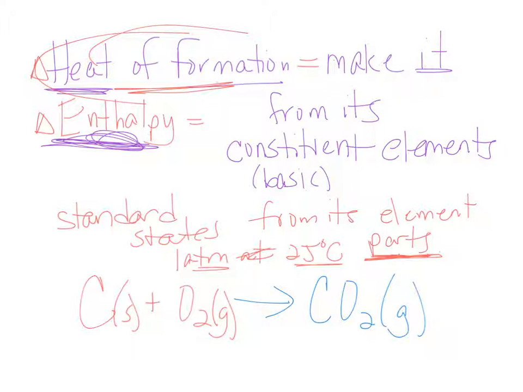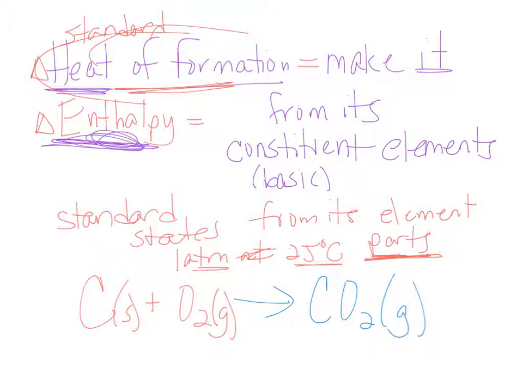So if we wanted to talk about the standard heat of formation, so now I'm going to put this word up here. Standard heat of formation of carbon dioxide. We'd be talking about how to make it from its elements when its elements are in the standard state. And you can write down standard state means at 1 atmosphere and 25 degrees Celsius.